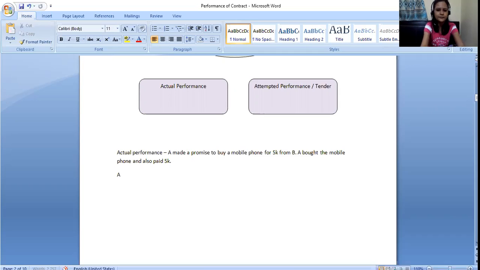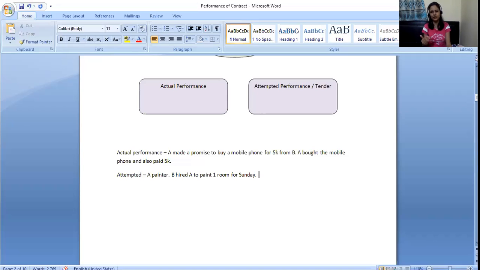What is attempted performance? Take for example, there is one person A who is a painter. B hired him and said that I want to paint one of the rooms in my house, only one room. So B hired A to paint one room, and said that this coming Sunday you come to my house and you paint this particular room.